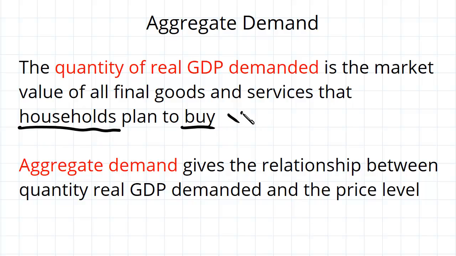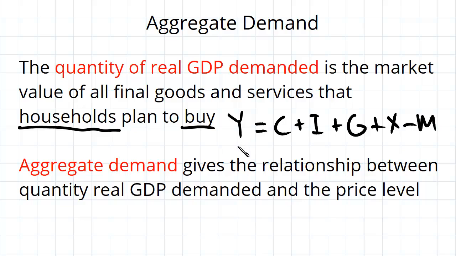So if we go back to this equation again, we said that real GDP supplied was given on the left side of this equation. Real GDP demanded is of course given by the right side. So our aggregate demand comes from consumption, investment, government spending, and net exports.